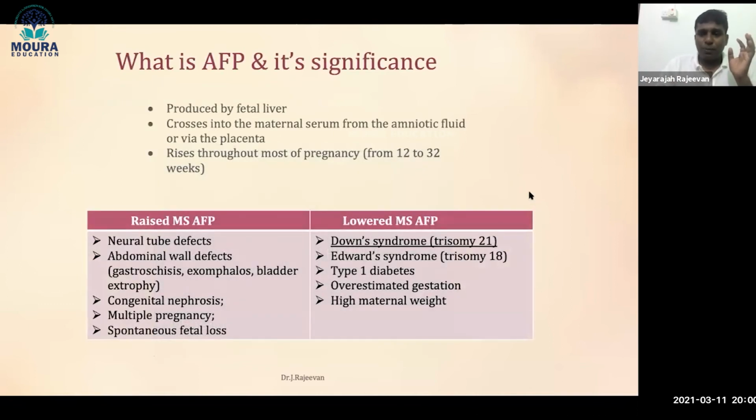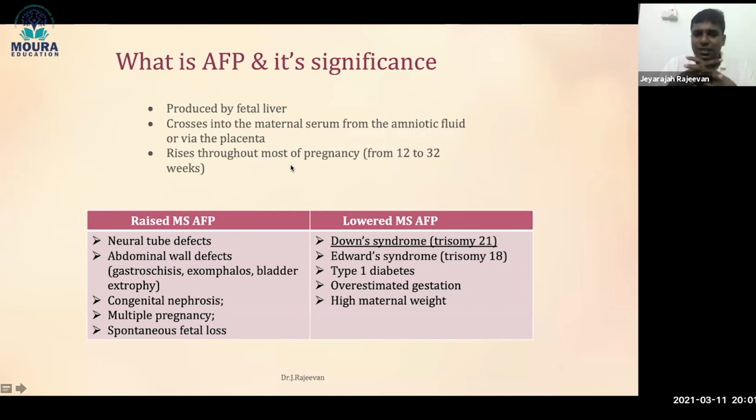Now, what is alpha fetoprotein and what is its significance? So it's produced by the fetal liver, as I told you. It crosses into the maternal serum, right? So from the amniotic fluid through the placenta to the maternal circulation. So throughout the pregnancy, it's from 12 weeks to 32 weeks. So please, this chart you need to know for your MCQ purpose, right?